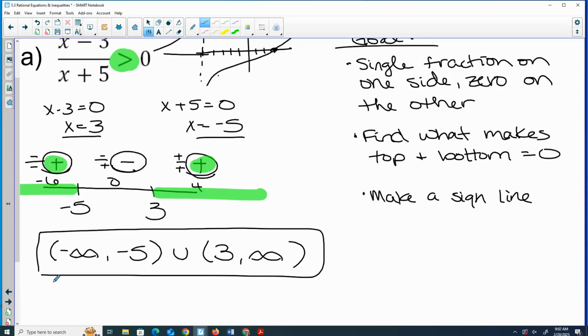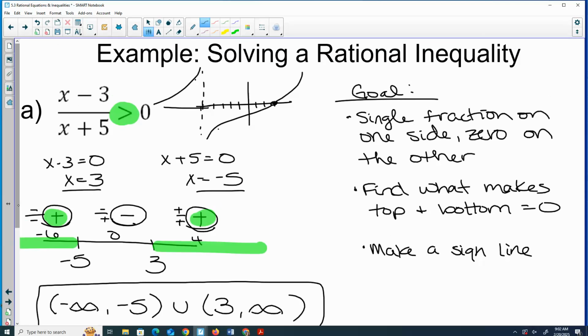How come you don't just plug in negative 5 and 3? You can, but we already found those are the points that make it 0. So if you put in negative 5, the bottom is 0, so it's undefined. So it's not positive or negative. If you put in 3, you get 0 divided by 8, which is 0. So 3 and negative 5 are either when the equation is 0 or undefined. It's not positive or negative there. Other questions?